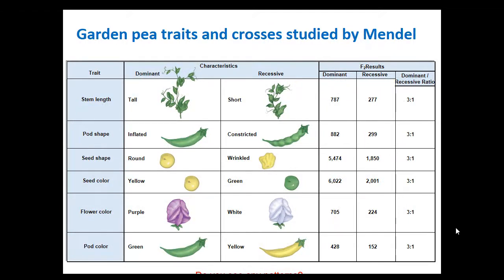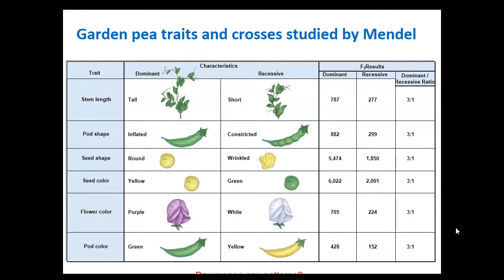And so he found that in some cases if he would breed a tall plant with a short plant, then he would get, well, these are his actual numbers. He would get 787 tall plants, 277 short plants.